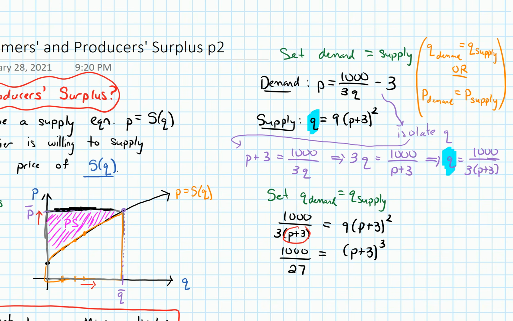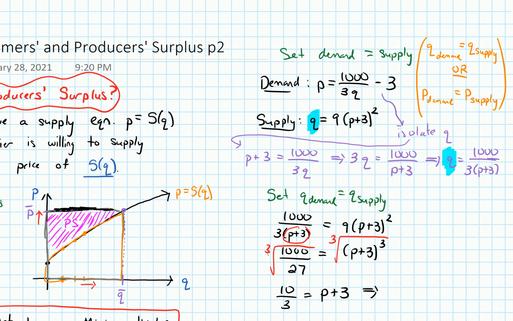Okay, so at this point it's just an equation from algebra. I could get rid of that cubed by cube rooting both sides. So let's cube root both sides. And the cube root of 1,000 is 10. Cube root of 27 is 3, so that's really nice. On the right-hand side, I'll get P plus 3. When I take an odd root of both sides of an equation, we do not need to put a plus or minus. But if I was doing an even root on both sides, we would need a plus or minus.